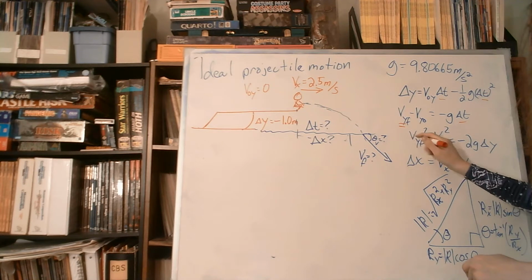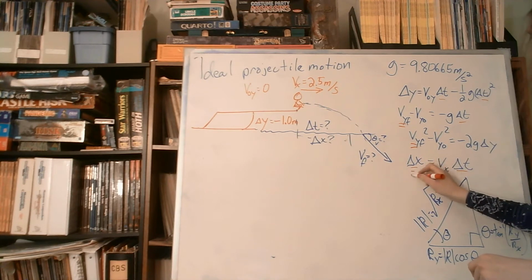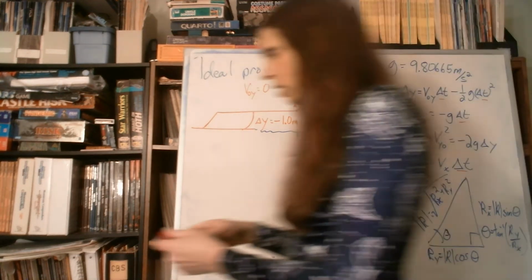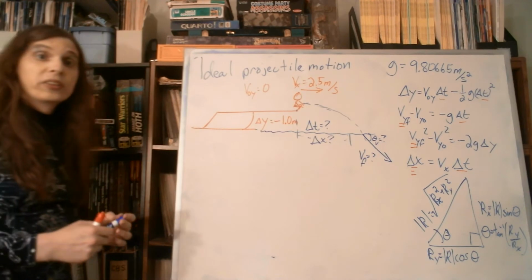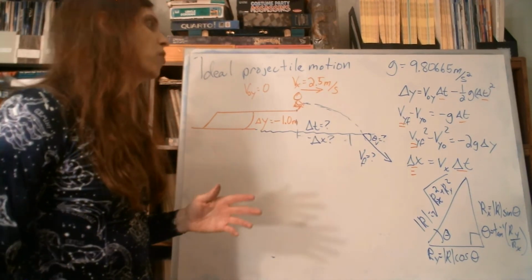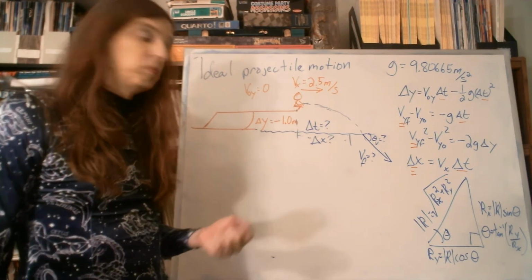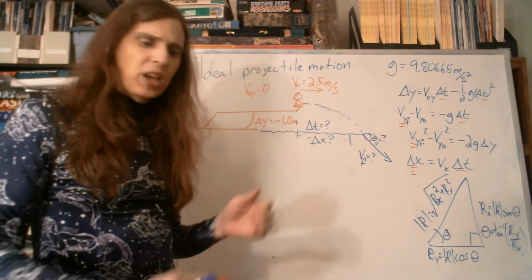The final velocity in the y direction we don't know. And the horizontal range we don't know. Okay, so we take a look at this and we see we've got a couple of questions where there's only a single unknown. So why don't we just go ahead and start from the top there.